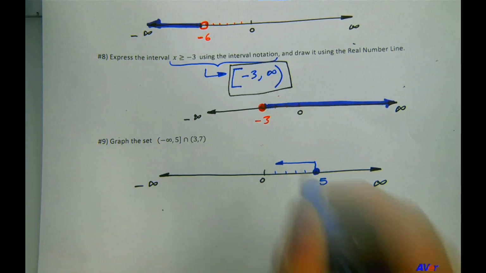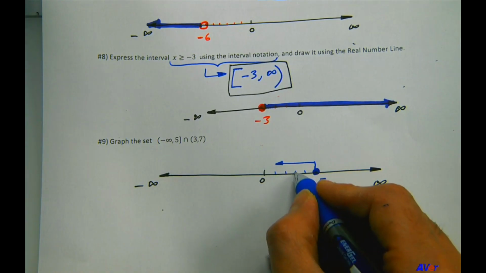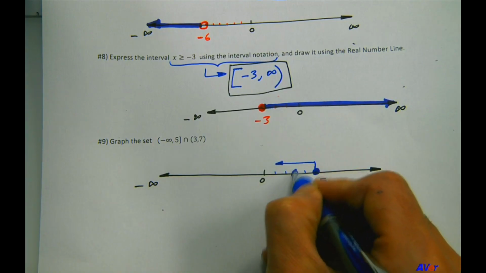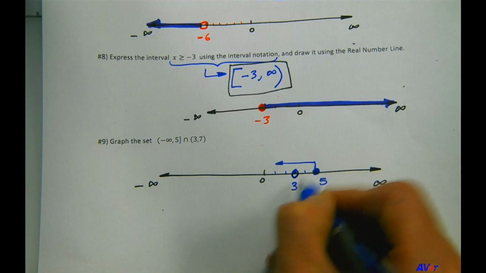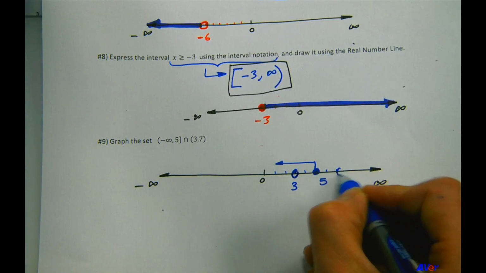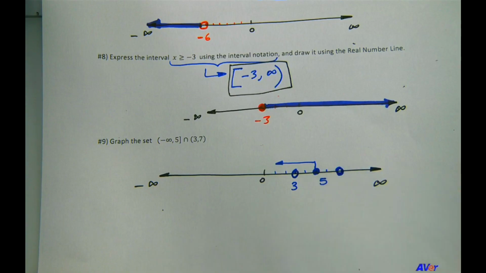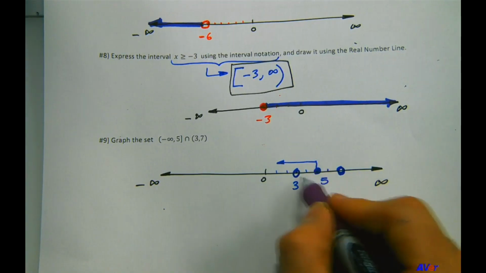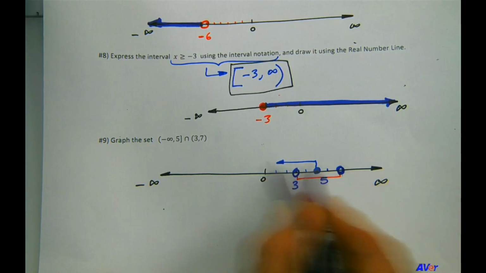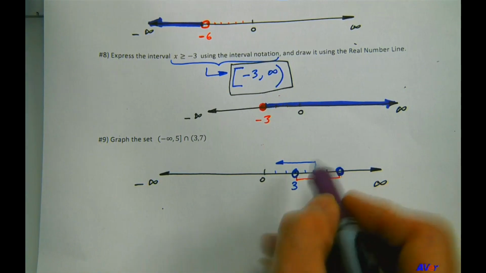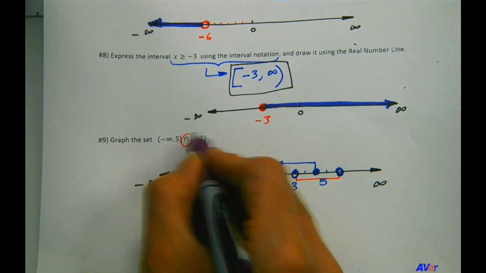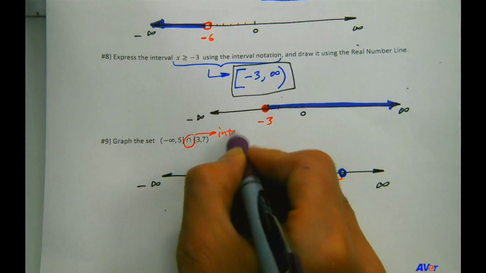Intersection 3, 7. 1, 2, 3. And it's got a parenthesis next to it. So I'm going to put a hollow circle right where the 3 is and comma 7. 4, 5, 6, 7. Another hollow circle there. So if I connect these two with this red line, and that one, the arrow, shows that that solution continues forever. And notice we're looking for the intersection, not the union, right?